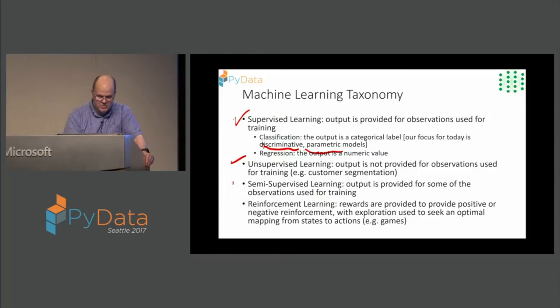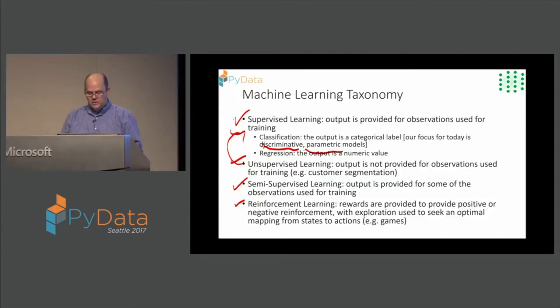Semi-supervised learning is kind of in between the supervised and unsupervised learning segments. Output is provided for some of the observations used for training. And I should say that for unsupervised learning, there are typically two purposes. One is to say, what does the data look like? Can I get a handle on what kinds of things are similar to other kinds of things in my data with the representation I have? And then, for example, if I have clustering output, I can turn that into features for my supervised training.